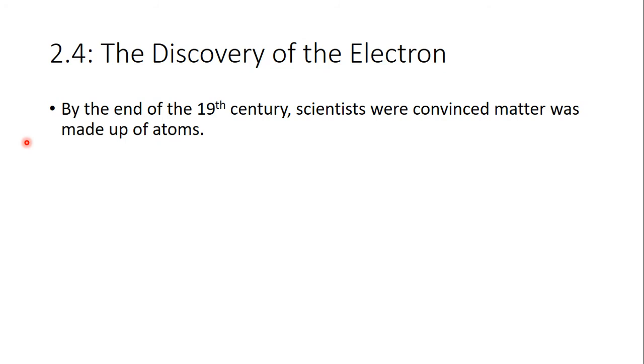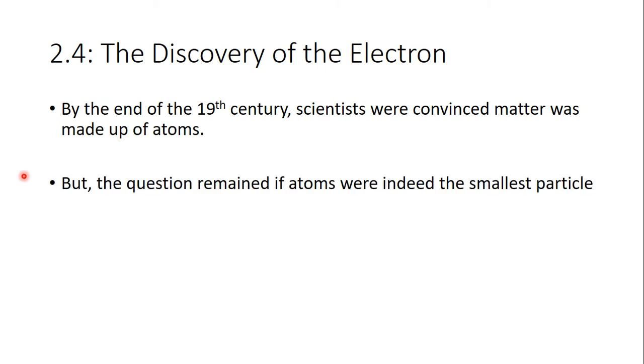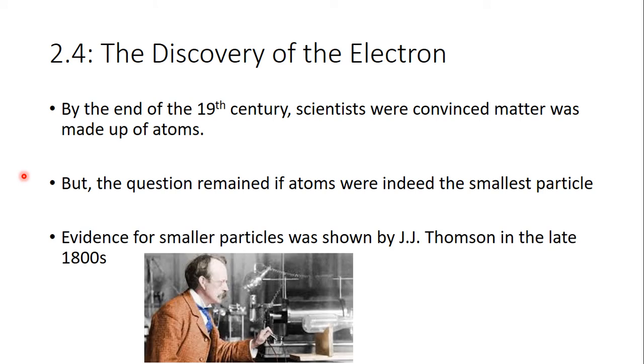In this video, we're going to look at how the electron was discovered. So, by the 19th century, thanks to Dalton and the other scientists, everyone pretty much was convinced that things are made up of atoms. But people weren't sure if atoms were actually the smallest thing around. They were wondering if there were even smaller particles out there.